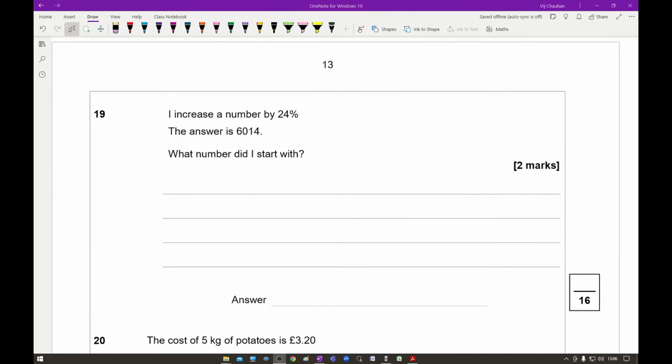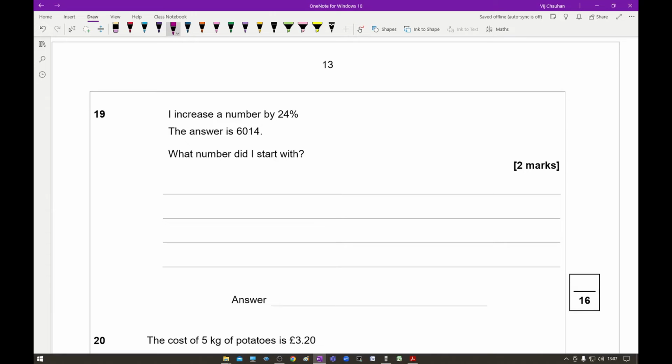Now looking at question 19, it says, I increase a number by 24%. The answer is 6,014. What number did I start with? Now there's a couple of ways in which you could do this if you're familiar with decimal multipliers. So here, what we're looking for is a reverse percentage question. When you are working out percentage increase or decrease, you are simply multiplying. So when you're doing the reverse of that, we actually need to divide by the decimal multiplier.